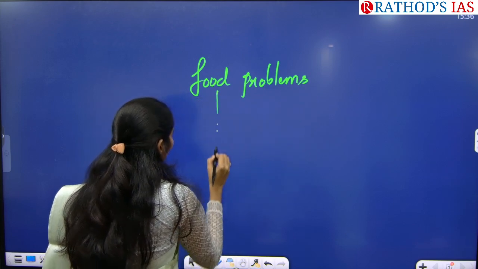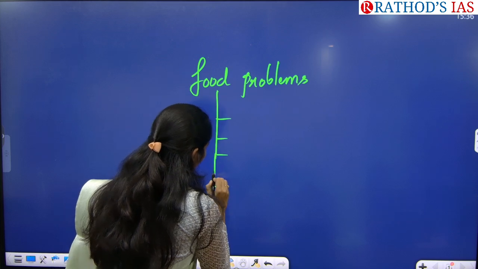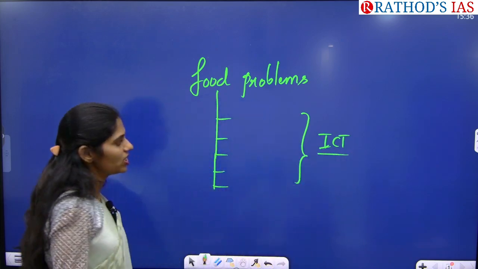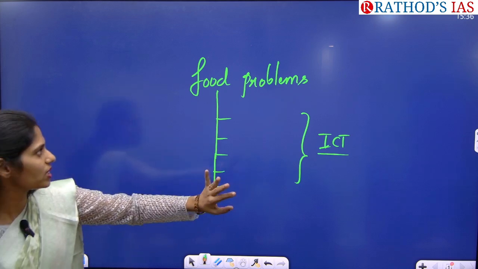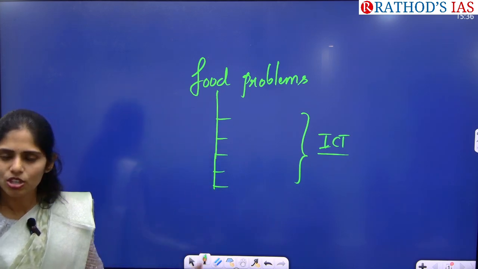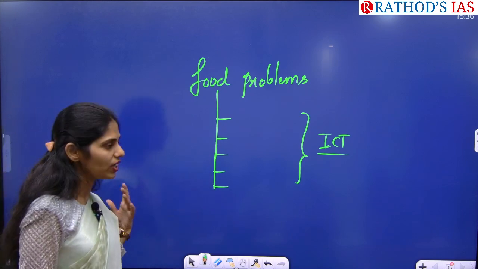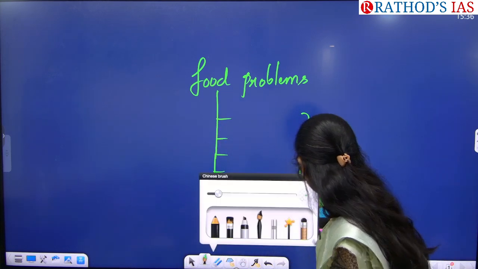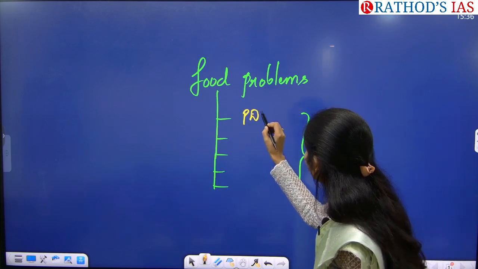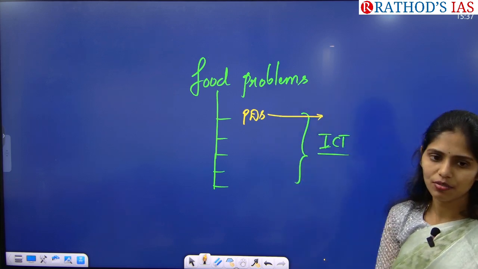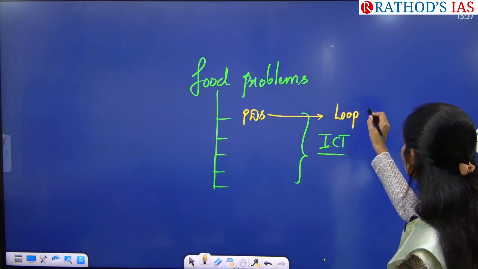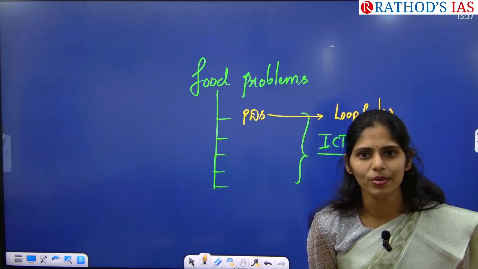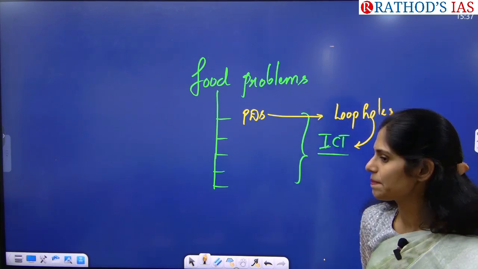Can you tell me some examples of food problems that can be addressed using ICT, that is information communication technology? How can we use this technology to address these food problems? Let us match the issues you said with our article. Come on, tell me. Actually we have PDS. In this public distribution system, we have a lot of loopholes, and those can be addressed by this ICT. Tell me other important problems.